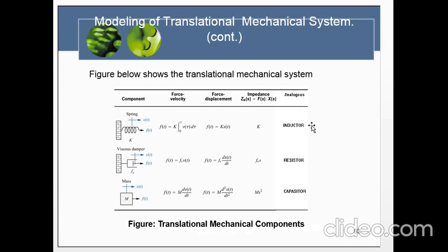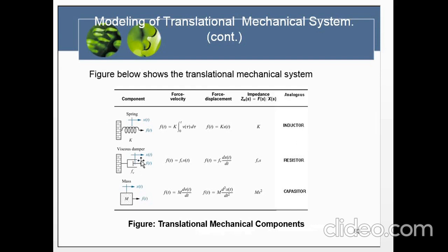It means if you have a mechanical system that you want to model, you can use the electrical equivalent if you are more comfortable with electrical.